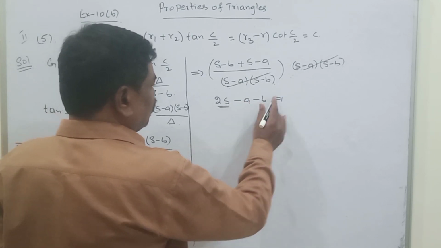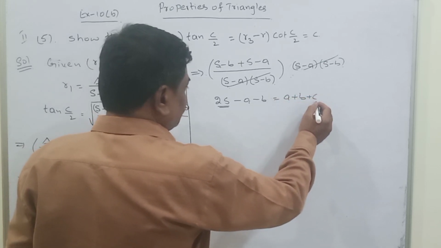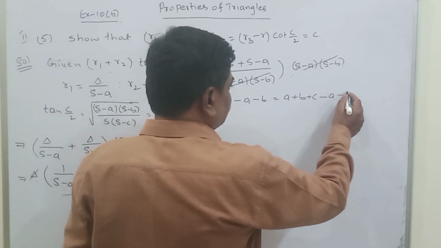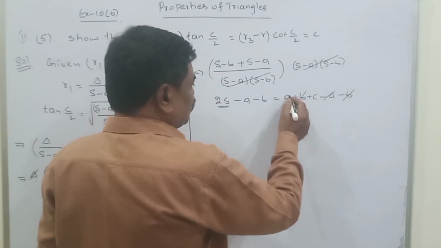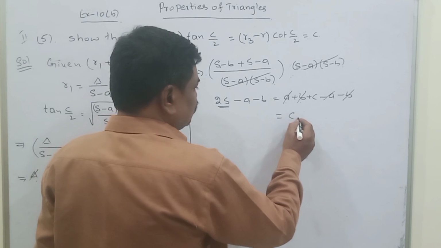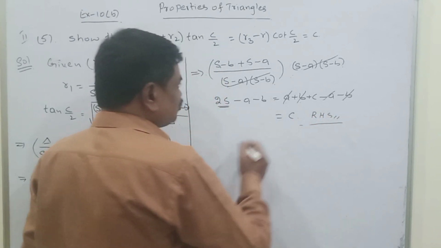2S is equal to what? This is equal to A plus B plus C. Minus A minus B. Minus B plus B cancel. Minus A plus A cancel. Equal to C. This is RHS.